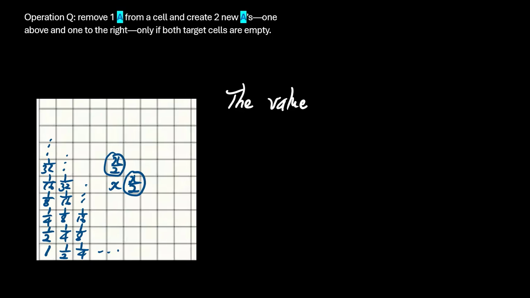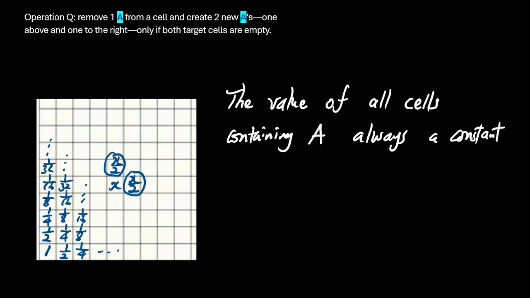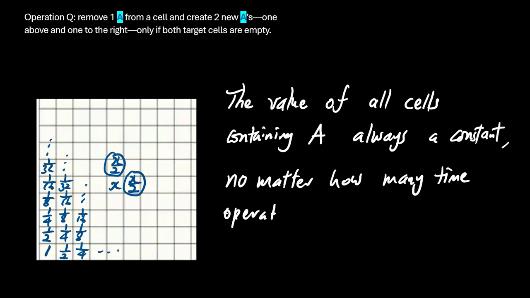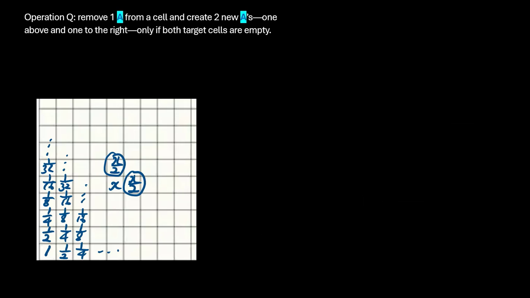Assign values to each cell as follows. Start with 1 at the bottom left cell. As you move right, divide the value by 2. As you move up, also divide the value by 2. So the values go 1, 1/2, 1/4, 1/8, and so on, both across rows and up columns. Here's the key idea. No matter how many times operation Q is applied, the total value of all A's in the grid stays constant.